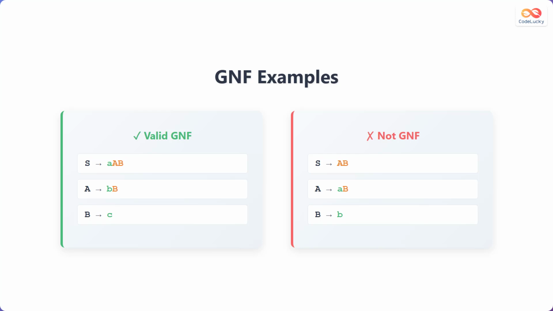On the right, we have a grammar that does not adhere to the Greibach Normal Form. Notice that the production S derives AB begins with non-terminals A and B, and not a terminal. The other productions A derives aB and B derives b are in the correct form because they each begin with a terminal. Therefore, the grammar on the right as a whole is not in Greibach Normal Form.